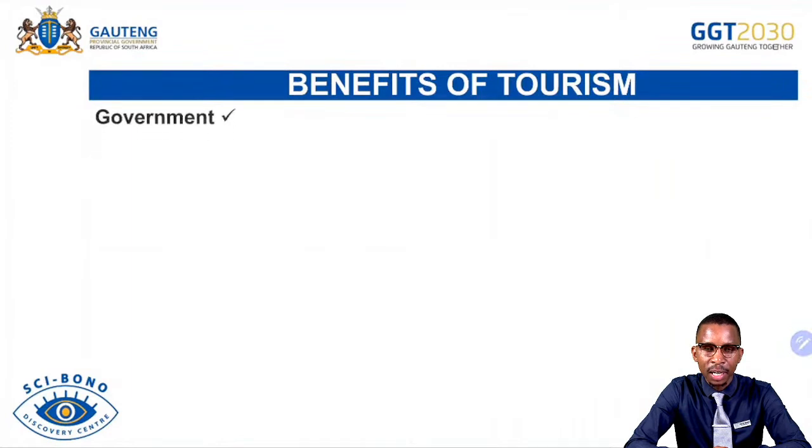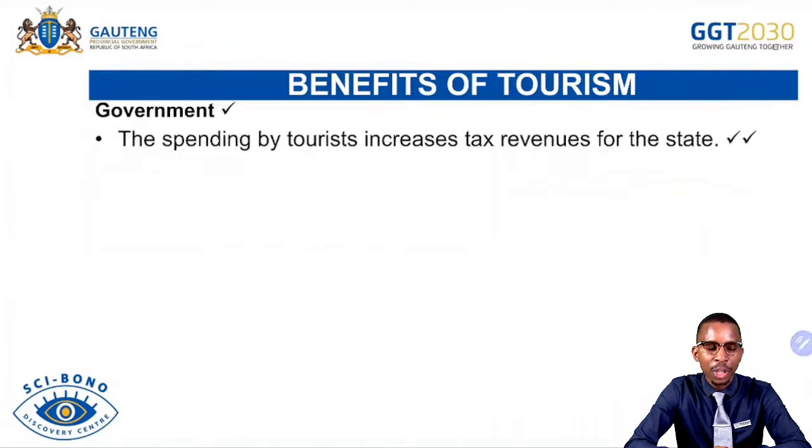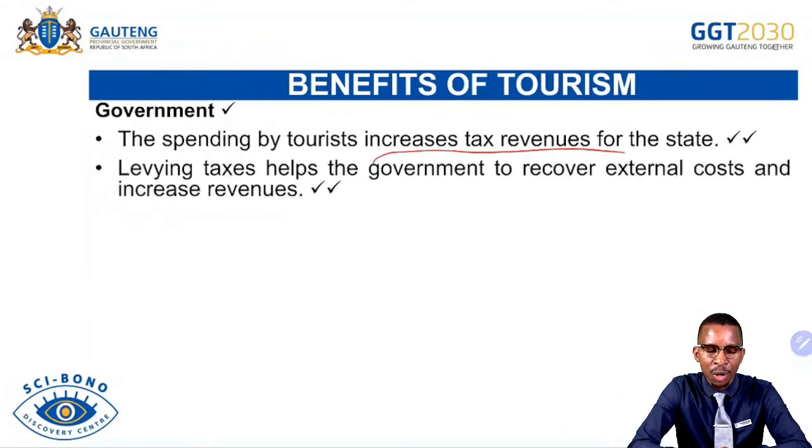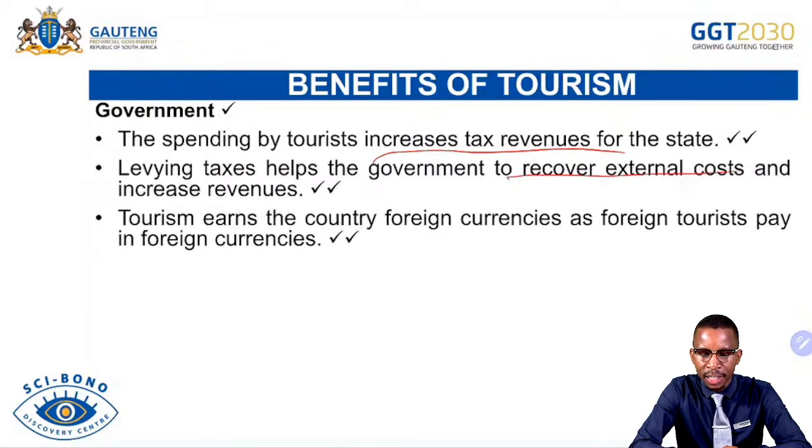And then we check the government. How does the government benefit? So the spending by tourists will always increase tax revenues received by the government, which can be used to redistribute income and wealth. Levying taxes helps the government to recover external costs and increase revenues. And then also tourism earns the country foreign currencies, especially if ever we come across inbound tourism. So they will be earning more foreign currency.